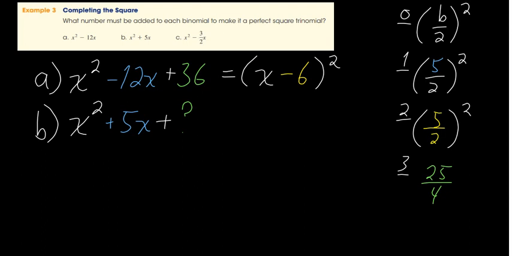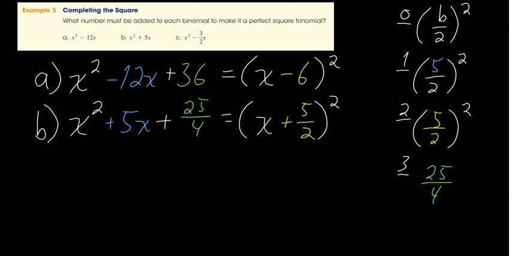So if I followed along like I did with A, I can erase this question mark. I can erase this question mark. And this would be plus 25 over 4. All right, and that would mean over here, that would be x. And then again, it would be plus 5 halves quantity squared.